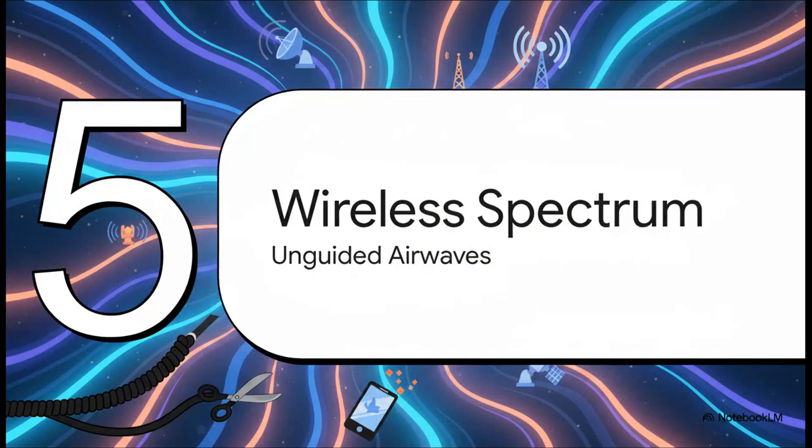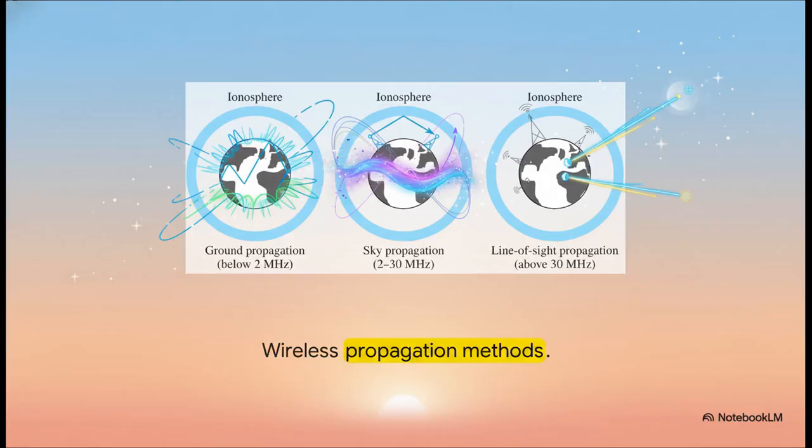Moving on to Section 5, the wireless spectrum, floating into the unguided airwaves. Now, when we cut the cables and send data invisibly through the air, it actually interacts with the very shape of the Earth depending entirely on its frequency. Below 2 MHz, signals use ground propagation, literally hugging the curvature of the planet. Between 2 and 30 MHz, they bounce off the ionosphere in what's called sky propagation. And above 30 MHz, we rely on direct line-of-sight propagation between antennas.